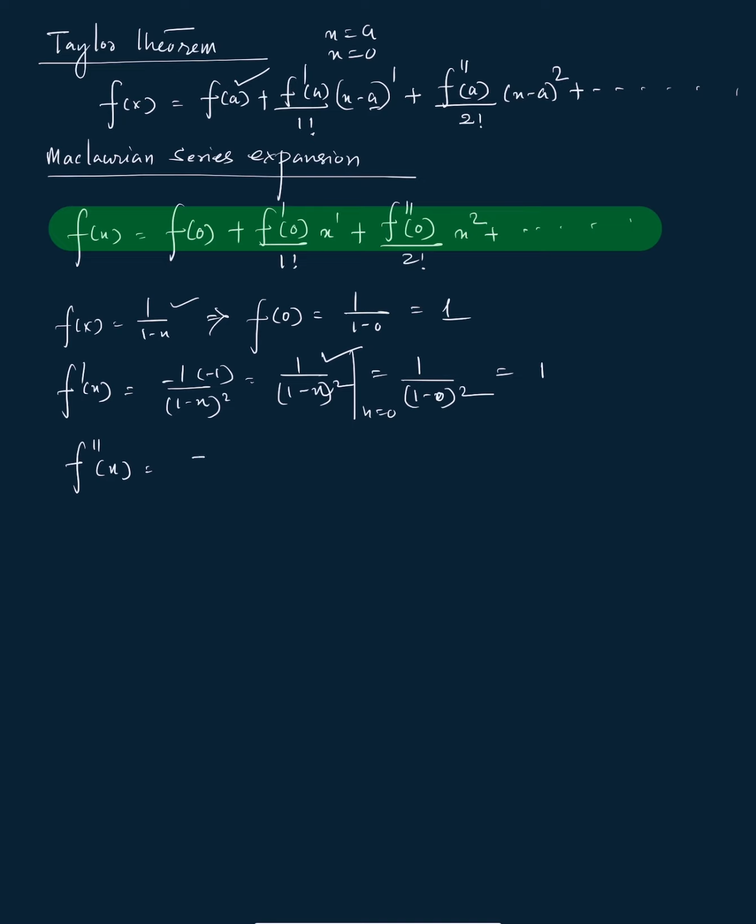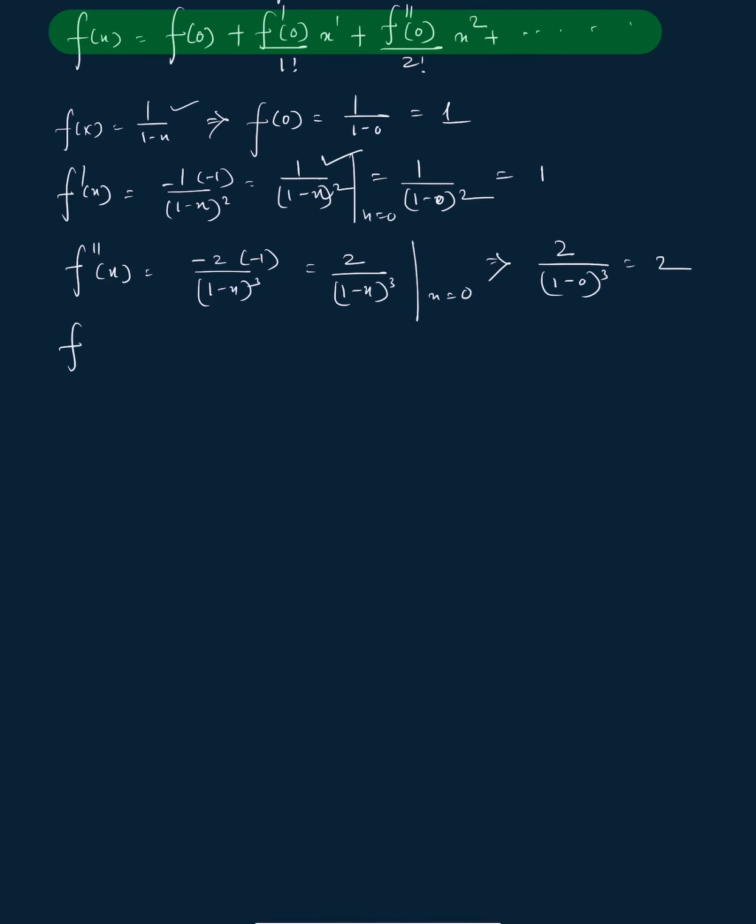It means we are going to get minus 2 by (1 minus x) cube, right? And the differentiation of 1 minus x is equal to negative 1, so here we are going to get 2 by (1 minus x) cube. Now you replace x equal to 0. So here you will get 2 by (1 minus 0) power cube, so this will be 2.